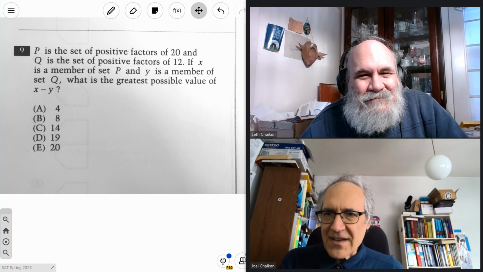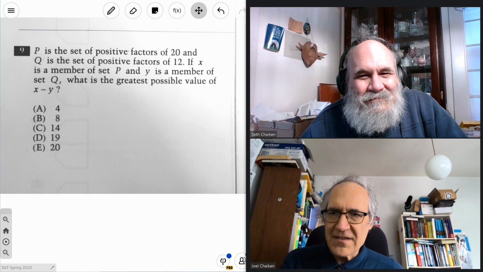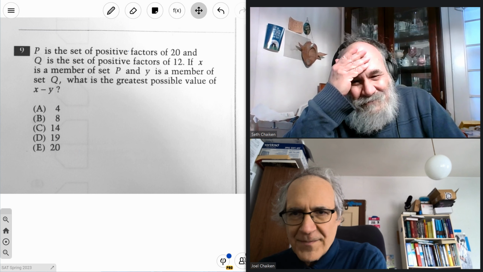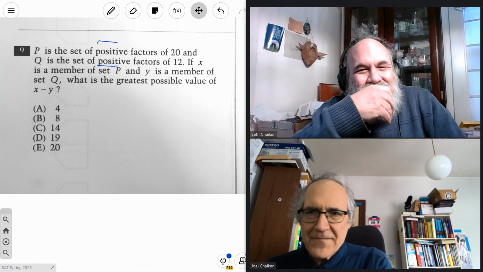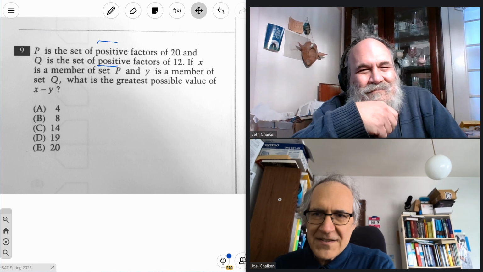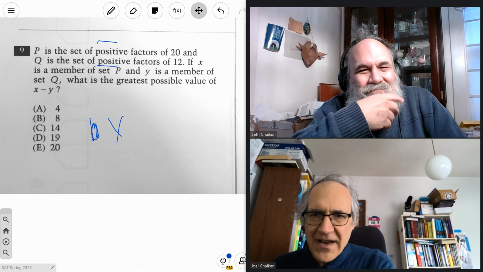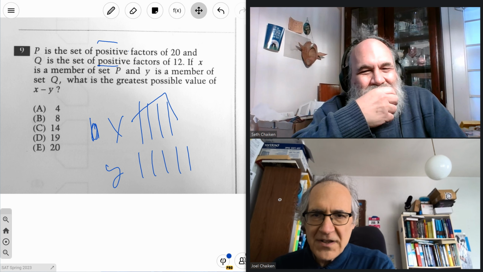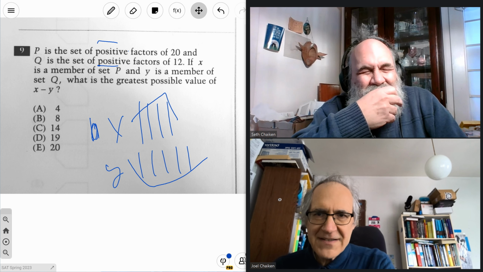Okay, here we go. P is the set of positive factors of 20, and Q is the set of positive factors of 12. If X is a member of set P and Y is a member of set Q, what is the greatest possible value of X minus Y? Well, it's good that they're both positive, so that makes it easy. And for the greatest value, wouldn't we want X to be as big as possible and Y to be as small as possible? That seems to make sense.